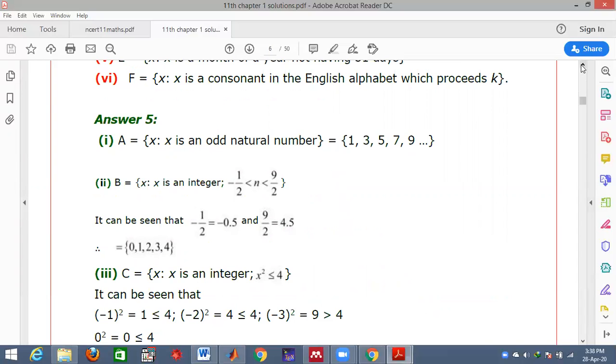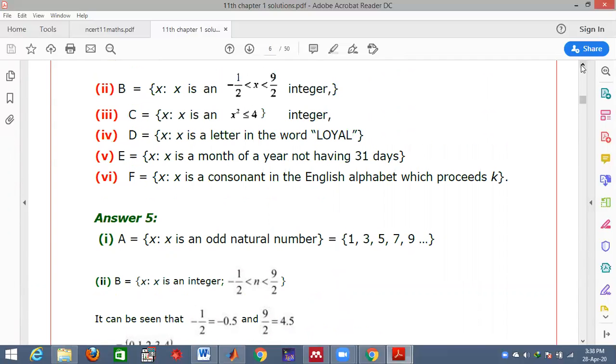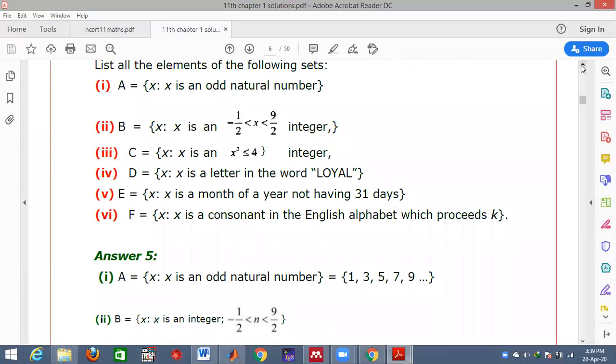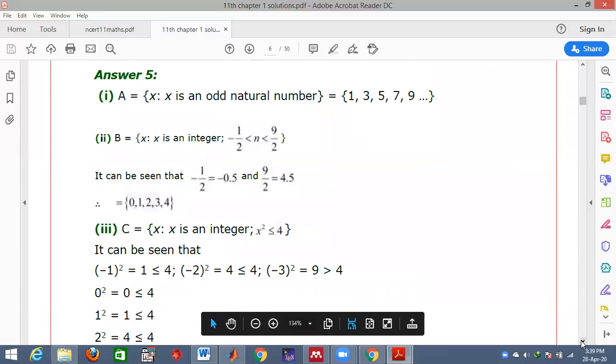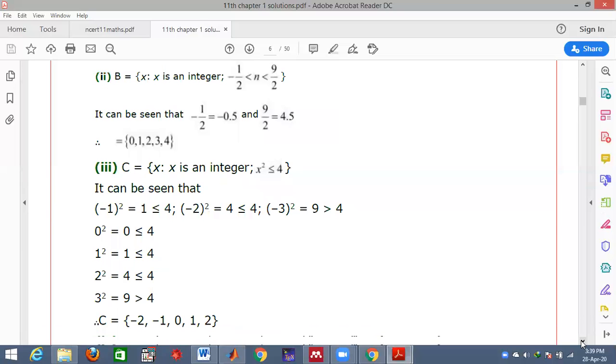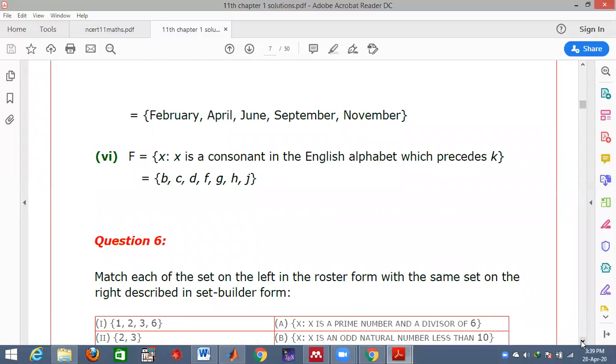Similarly, we have the next question, x such that x is an integer that lies between -1/2 and 9/2. -1/2 means it's -0.5, and 9/2 means it is 4.5. So we have to go from -0.5 to 4.5. The integers from -0.5 to 4.5 are 0, 1, 2, 3, and 4. So I have written the answer here. You can see this 0, 1, 2, 3, 4. On the same lines, you can solve the other parts, and I have written the solutions.